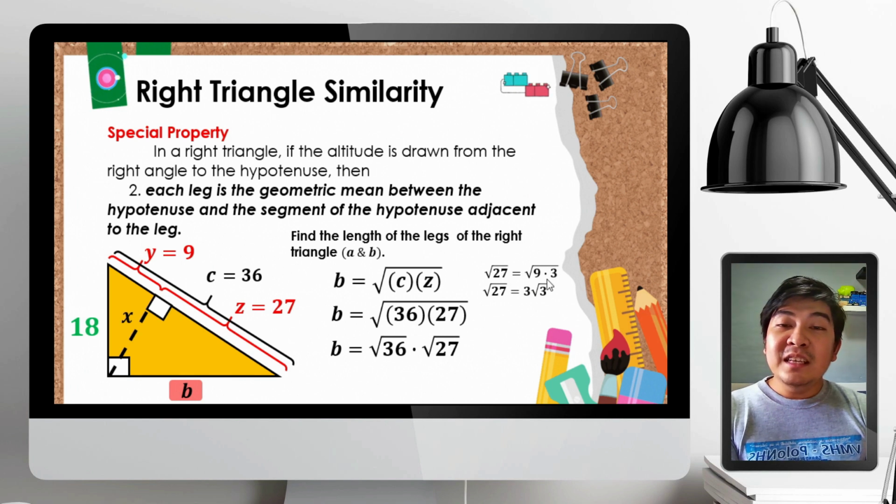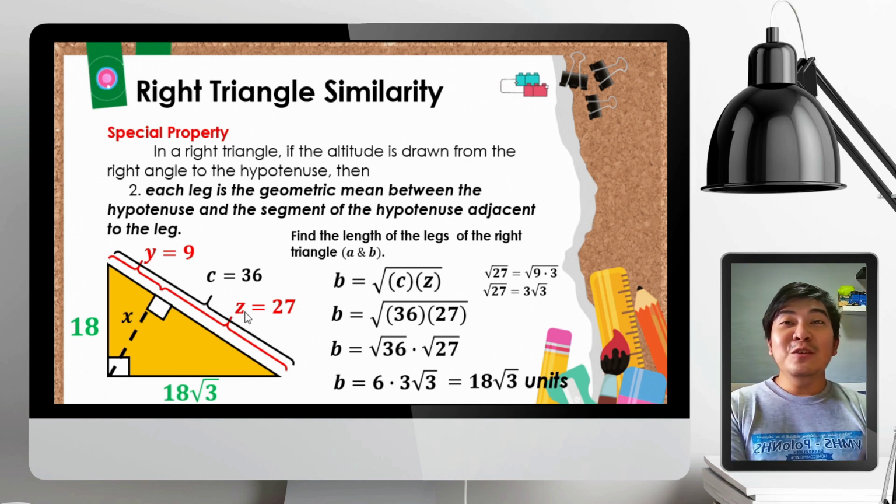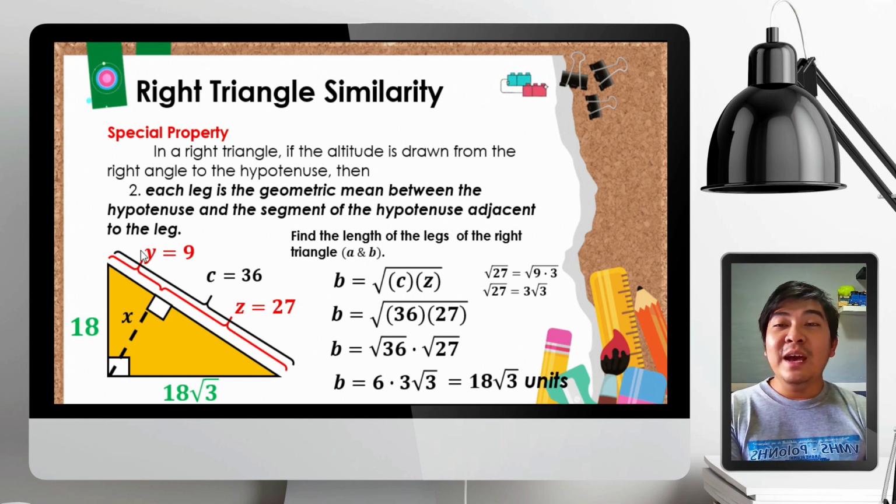Remember na since 3 here, yung isang factor ni 27 is not a perfect square, it will remain inside the radical symbol. Then, we can rewrite this as 6 times 3 square root of 3. Then multiply kung ano yung mga numbers sa labas. 6 times 3, that will be 18. So the answer will be 18 square root of 3 units. So there, nakuha na natin yung mga measure ng legs ng ating right triangle.